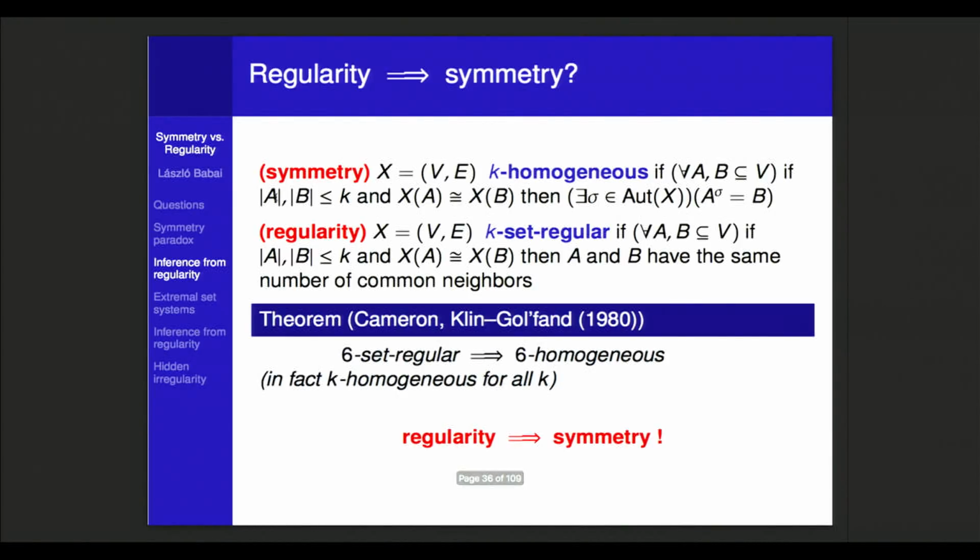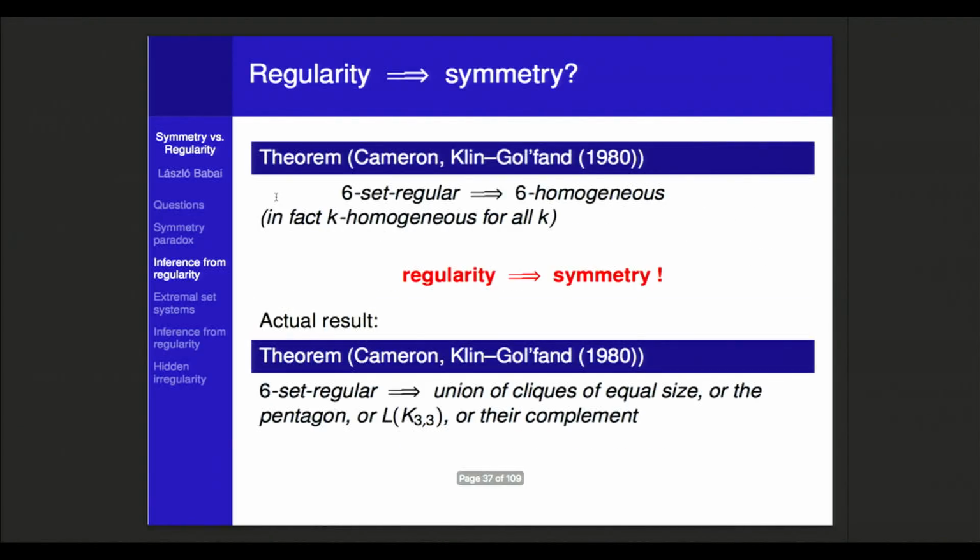The way this goes is, yeah, okay, we are happy, we found an example, regularity implies symmetry. Yes, but the actual result says this. If the graph is 6-set regular, then it is one of these. It's either a union of cliques of equal size, or a pentagon, or line graph of K33. K33 is just the three utilities graph, or their complement.